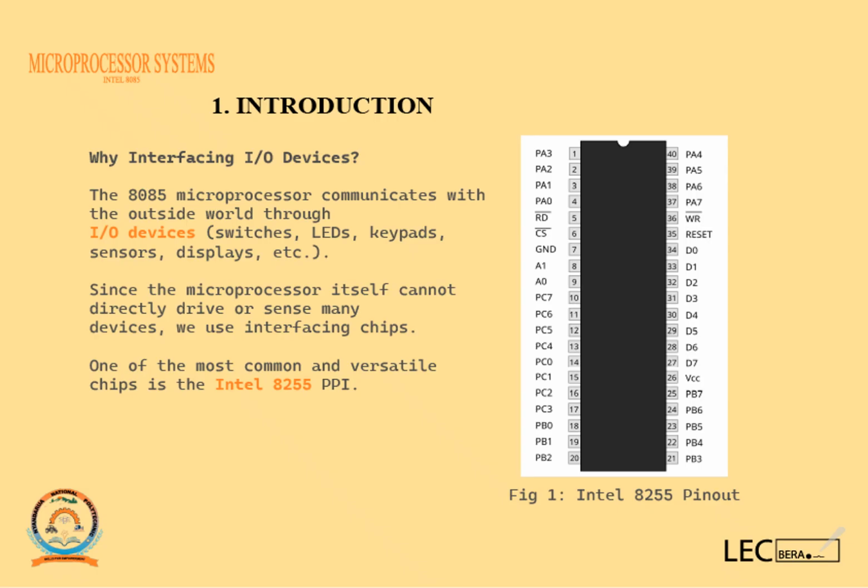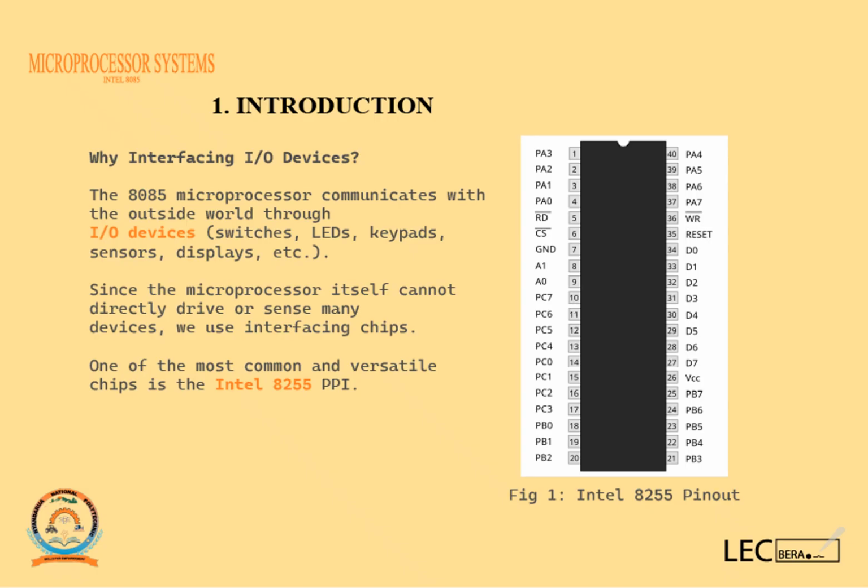In this introduction, we are being asked: why do we need interfacing input-output devices? We are told that the 8085 microprocessor communicates with the outside world through input-output devices, which are switches, LEDs, keyboards, sensors, displays, etc. Since the microprocessor itself cannot directly drive or sense many devices, we use interfacing chips.